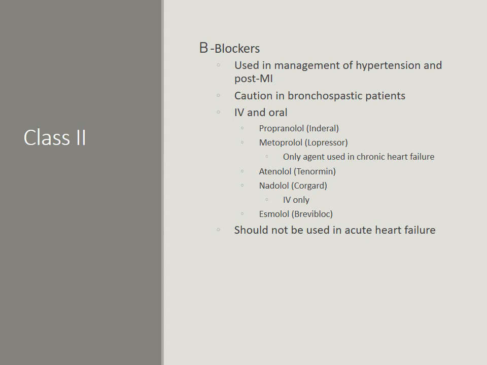Beta blockers should be used with caution in patients with pulmonary disease, especially non-specific beta blockers, as they can have an effect on beta agonists used to treat asthma, chronic obstructive pulmonary disease. Examples of beta blockers include Inderal and Lopressor, as well as Tenormin and Corgard. These should not be used in acute heart failure.